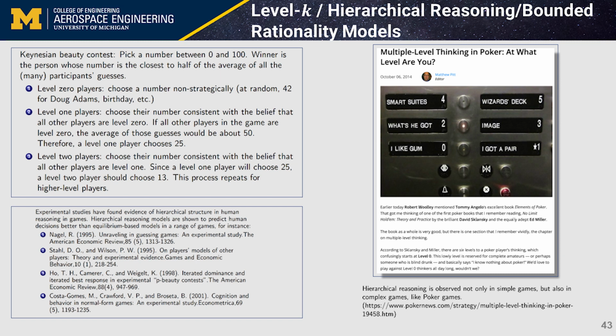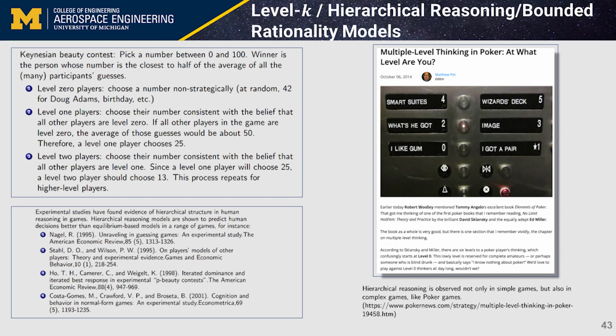There are some known examples of level K reasoning in games. A classical example, outside of driving but just to show you, is the Keynesian beauty contest. You have a group of people, each picking a number between 0 and 100, and the winner is the person whose number is closest to half of the average of all the participants' guesses.